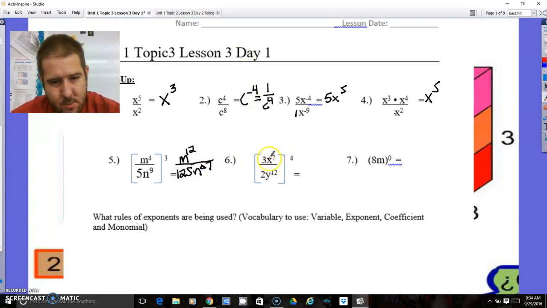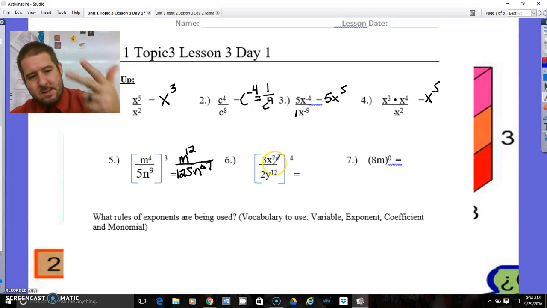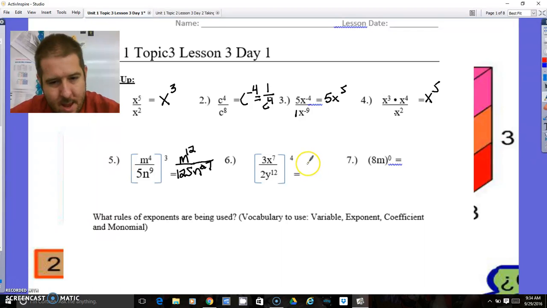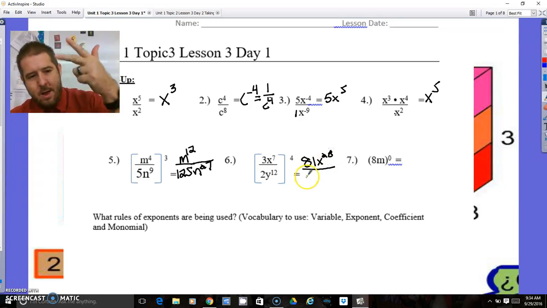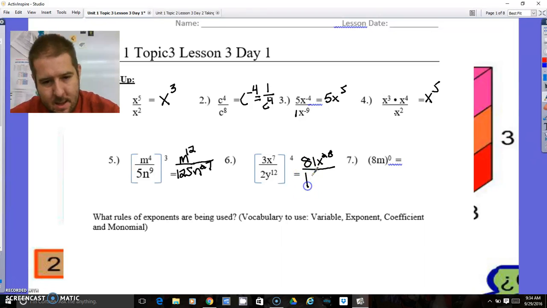All right, so over here, we've got 3 as a coefficient. So 3, 9, 27, 81. 81 x to the 28th over 2, 4, 8, 16, y to the 48th. Ooh, that's not showing up very well. 48th. There we go. And I could simplify maybe here.